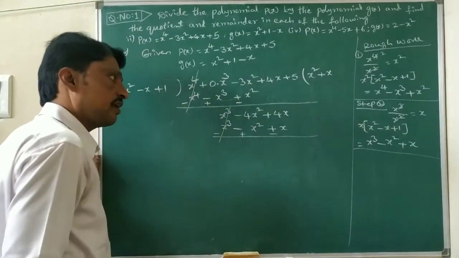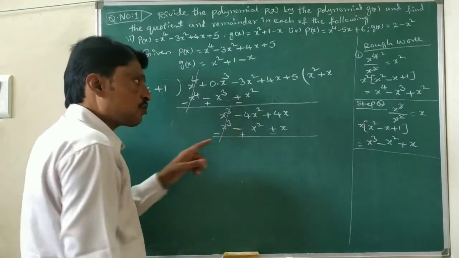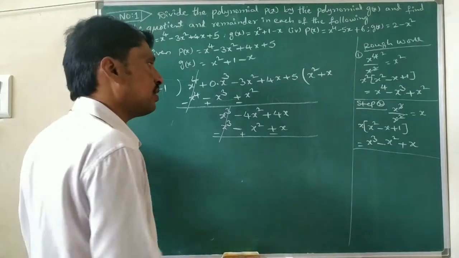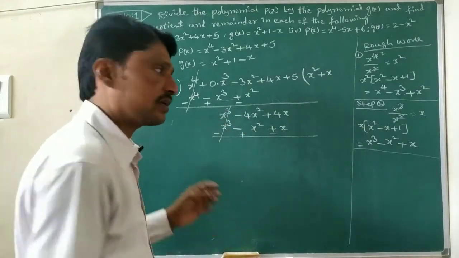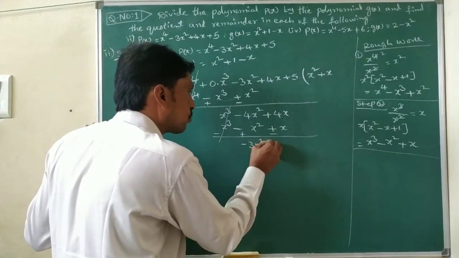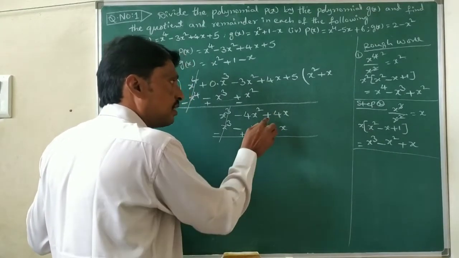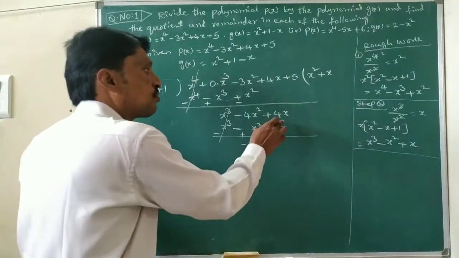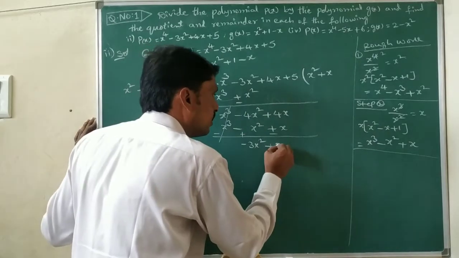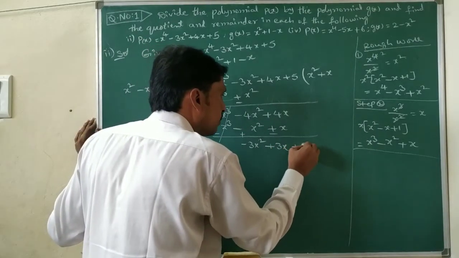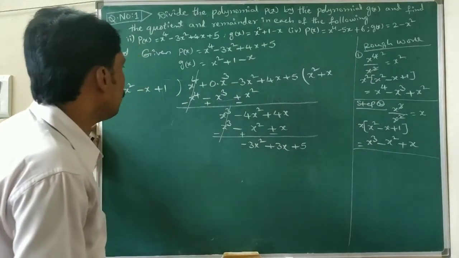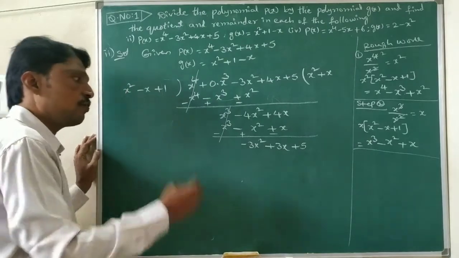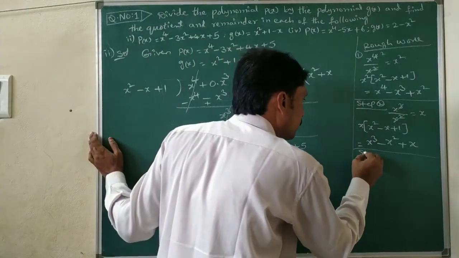X cube gets cancelled. Here minus 4x square, now the sign is plus, so minus 4x square plus x square. One plus and one minus, so we subtract and get minus 3x square. Here 4x is plus, x is minus, so we subtract: 4x minus 1x gives 3x. The last term we take as it is, plus 5. Now compare the degrees: here the degree is 2, and the divisor's degree is also 2, so the division is still possible. Now we take step number 3.